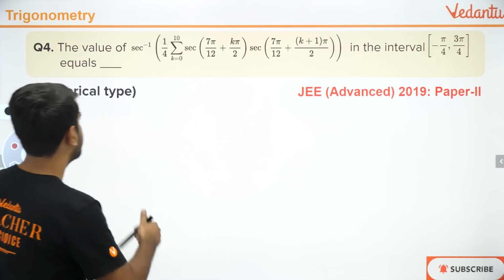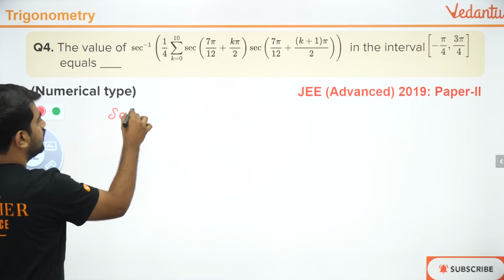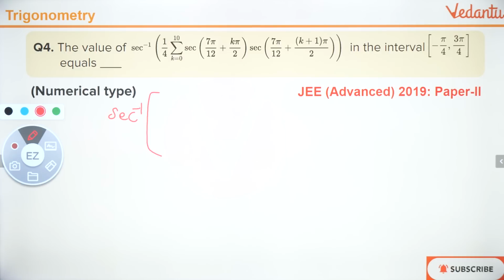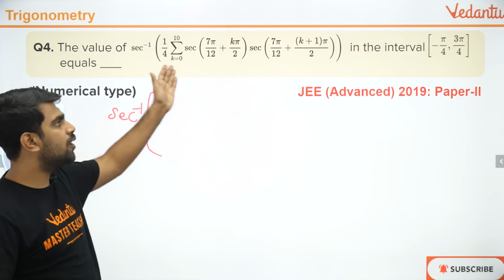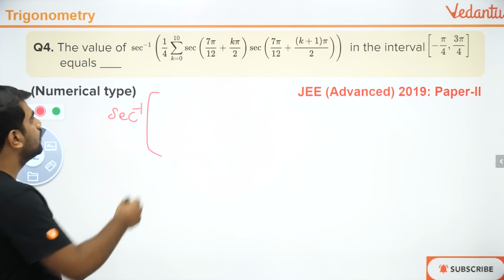Okay, so let's get started, guys. Let me write the secant inverse outside and I'm going to solve whatever is inside. You just basically have to find out the value of the summation. Nothing much. Let's try to do that. What do we have here?